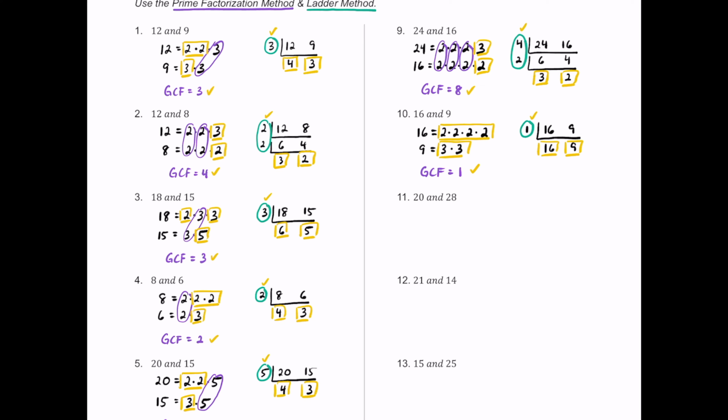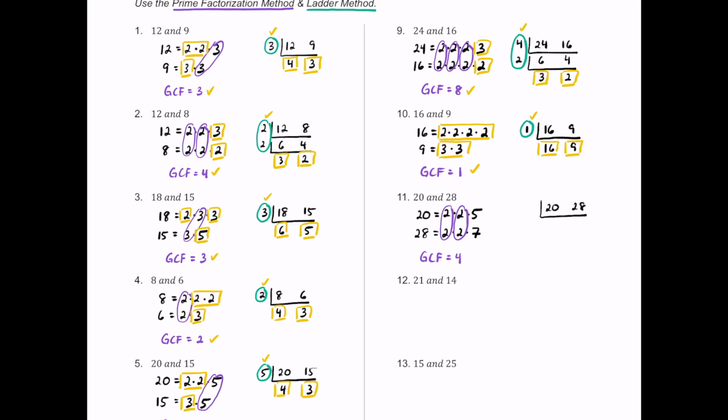For number 11, let's see what we got. We have 20 and 28. So for 20, that's going to be 2, 2, and 5. And then for 28, we have 2 times 2 times 7. Okay, so what do they have in common? They both have a 2 and they both have another 2. So the GCF is going to be 4. Okay, now for the ladder method, we have 20 and we have 28.